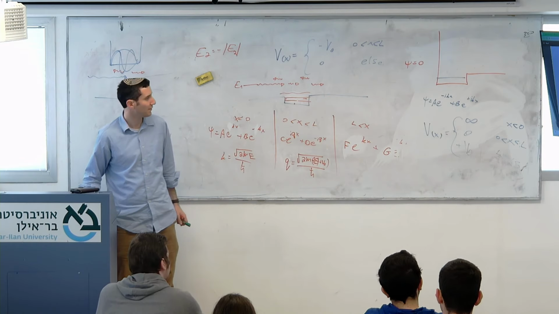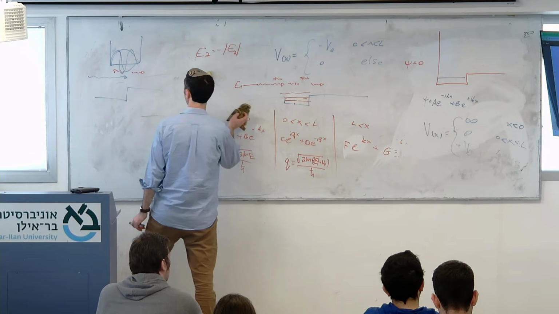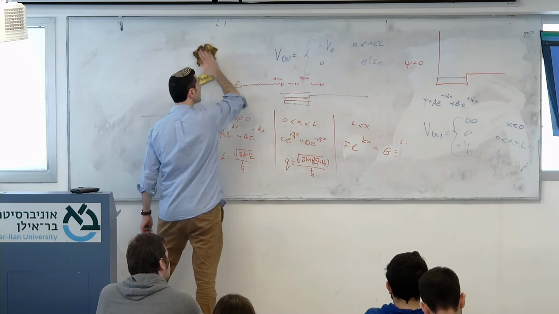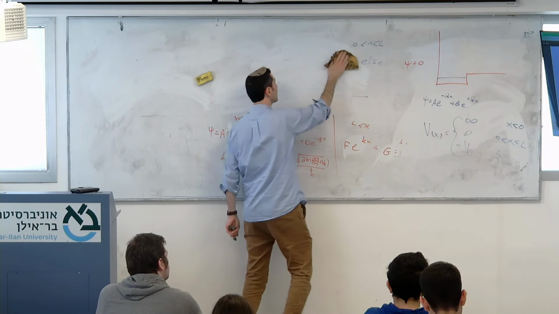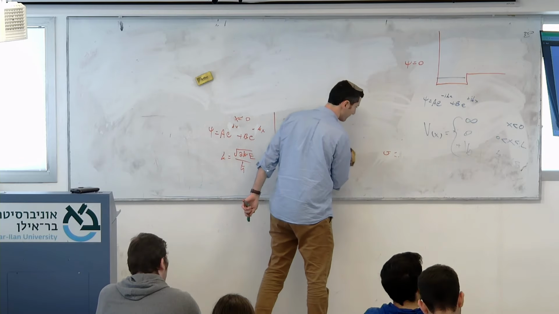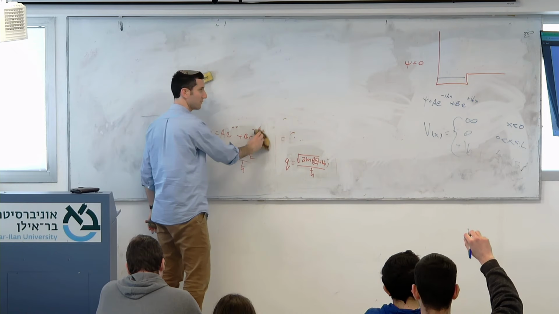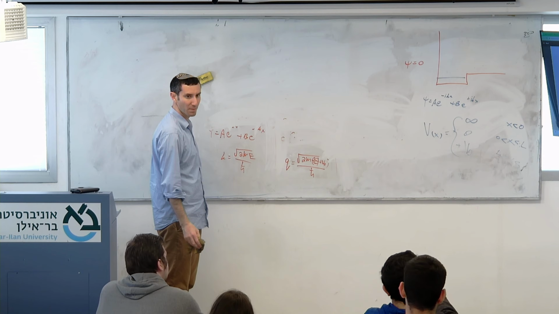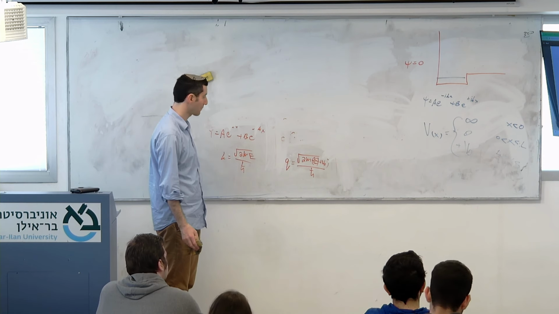So the solution I'm expecting is this thing. I can write the Schrödinger equation in each area separately and solve it for each one. There is a problem. I'm not sure it's true that under the square root you have minus E plus V naught. I got something else.